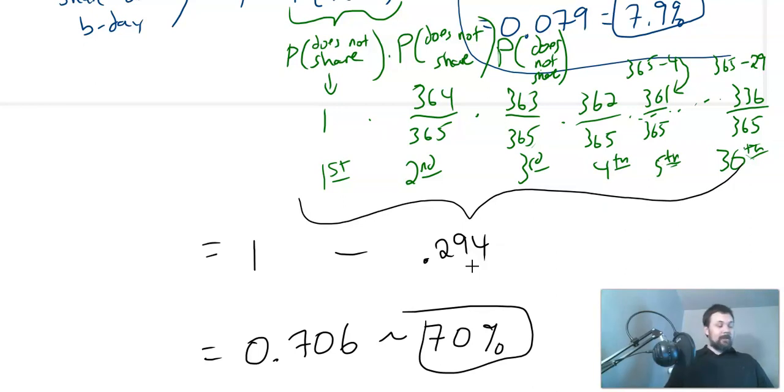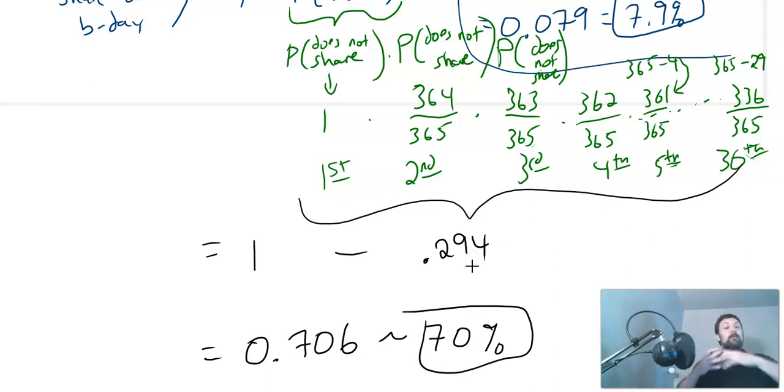Still shocking, right? A 70% chance that in a room of 30 randomly selected people, there's a 70% chance that at least 2 people in that room will have a birthday in common, which is shocking. It doesn't seem like it should be that high for such a low number, especially when you think about the probability in a room of 30 people that they share your birthday is only 8%, right?